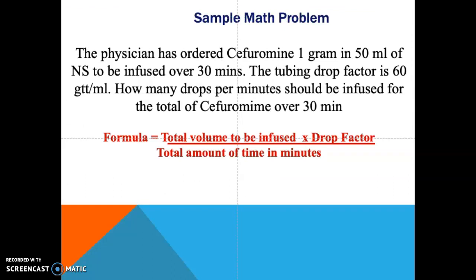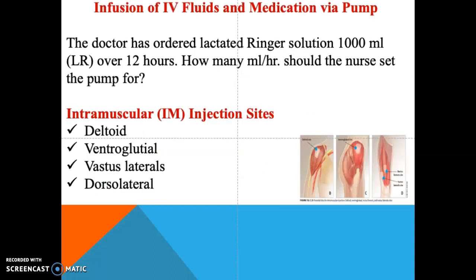Let's look at a sample math problem. So we know that you always set up what you're looking for, the formula method. It's total volume to be infused times your drop factor, over total amount of time in minutes. So that's the basic formula for calculating flow rates.